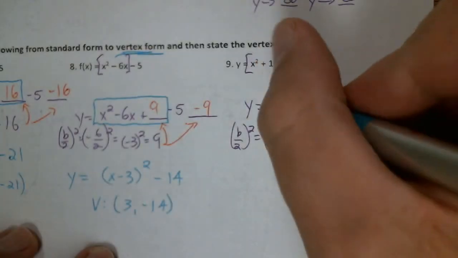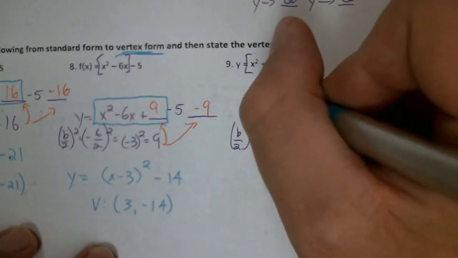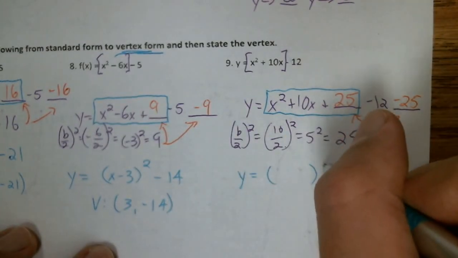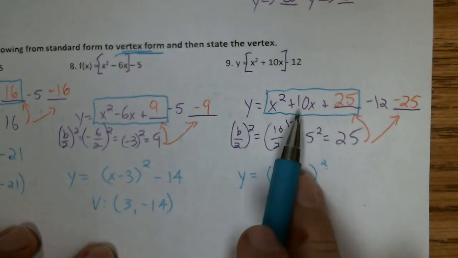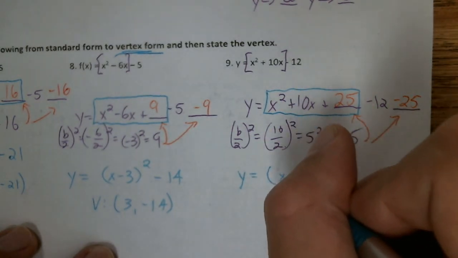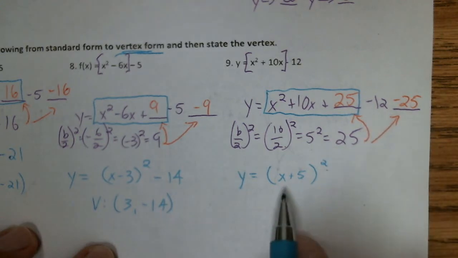Okay, that allows me to factor this perfect square trinomial. So go ahead and write down your y equals parentheses squared piece. How does this factor? Take half of the b term. Half of 10 is 5, so I'll put an x plus 5. Okay, x plus 5 squared.